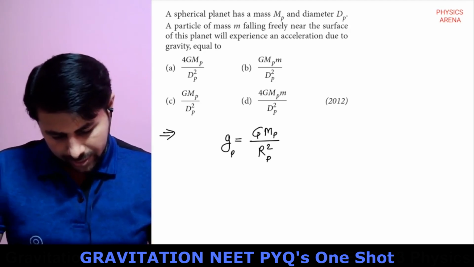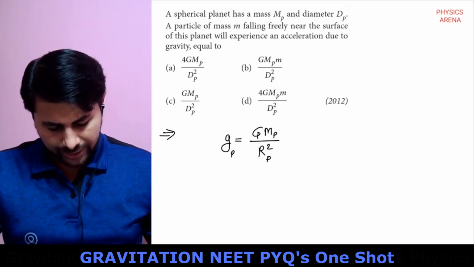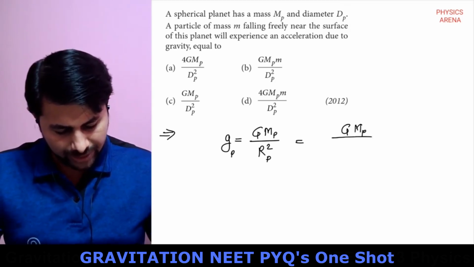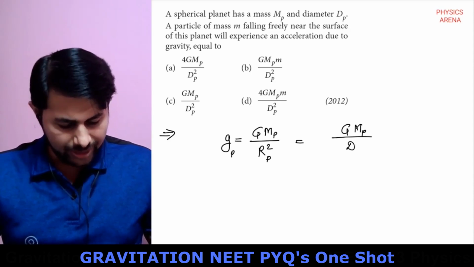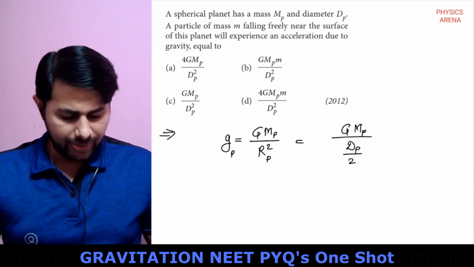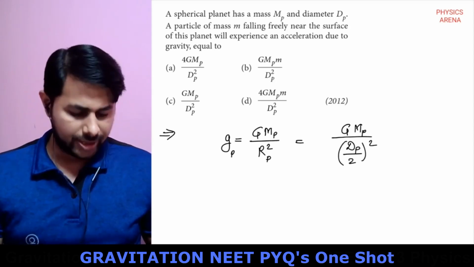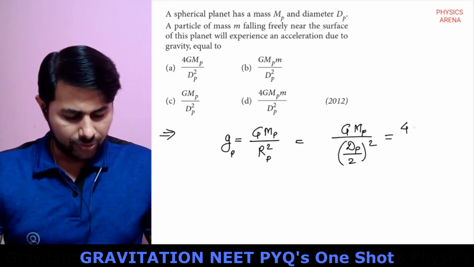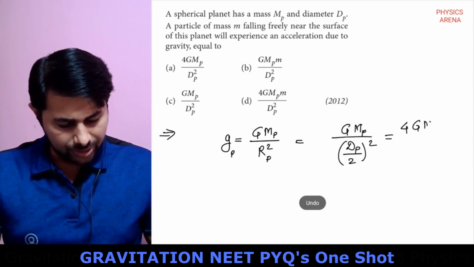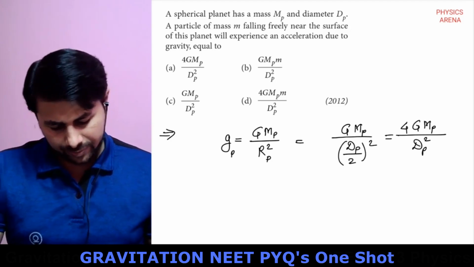Right? So here diameter is given, and radius is diameter divided by 2. So we can substitute that. So we get G times mp, mass of the planet, divided by, radius is diameter upon 2, so dp by 2 square. Okay, and that 2 square will go to the numerator. So you can say it is 4 times G multiplied by mass of the planet upon dp square.